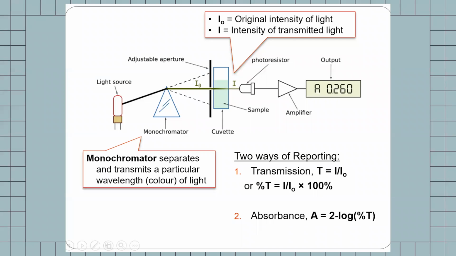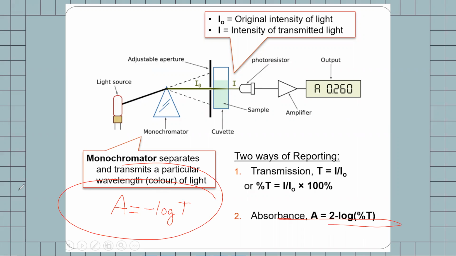Here is another diagram representation. I'm not going to go over that again, but what I would really like to point out is that there is a relationship between absorbance and transmittance. Absorbance is the same thing as the negative log of transmittance. This one seems a little bit more complicated, but this is the relationship that we are going to utilize in the homework practice.